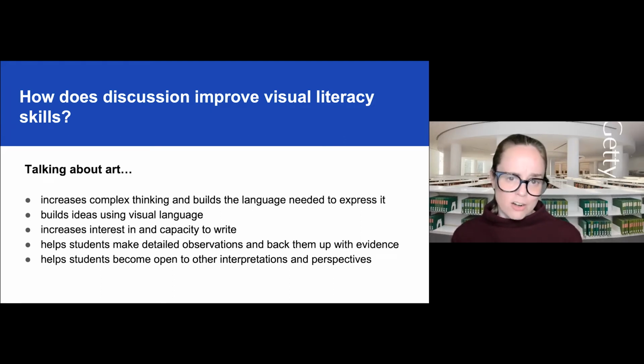Talking about art also increases interest in writing and helps students to make detailed observations while backing those observations up with evidence. And because students are able to see and hear other students' ideas backed up with evidence, it makes them more open to other interpretations and perspectives.